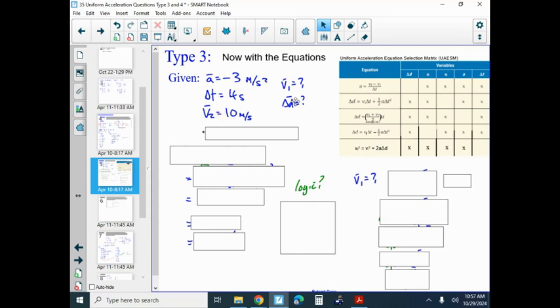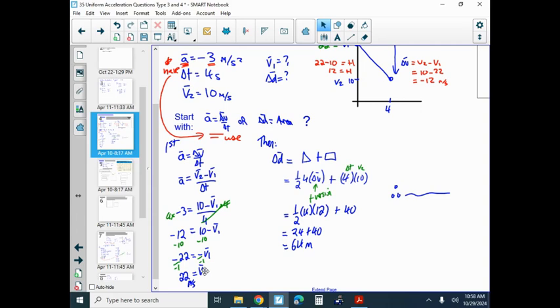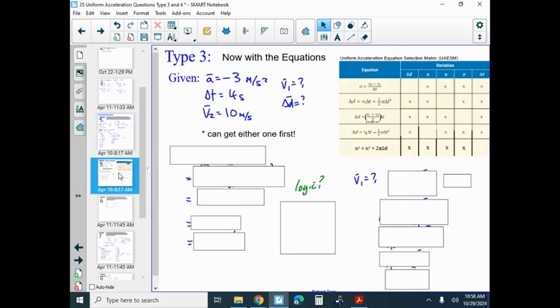So type 3 with equations. The neat thing about the equations is, of course, they're pretty powerful, and it turns out you can do either first. So we had to work with acceleration and get V1 and delta V first, basically, then do displacement. I'll show you that you can actually go ahead and do displacement first.